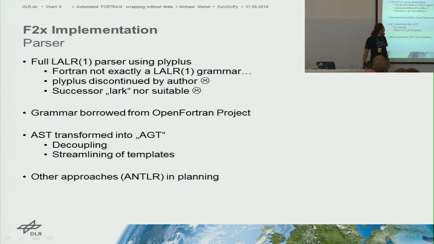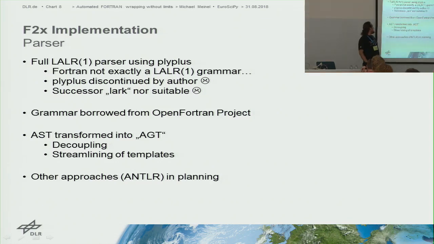So first, the parser. In contrast to F2Py, I use a real parser. It's not like I'm grabbing or taking regular expressions, but I really read the Fortran source code. For this, I use PLY+, which is a nice library which can really take grammars in Backus-Naur form and transform it into an LALR(1) parser. But the problem is Fortran is not exactly an LALR(1) grammar, but a bit more complex.